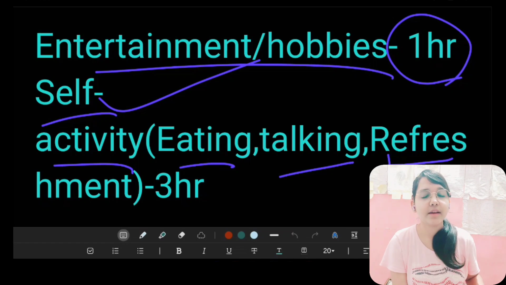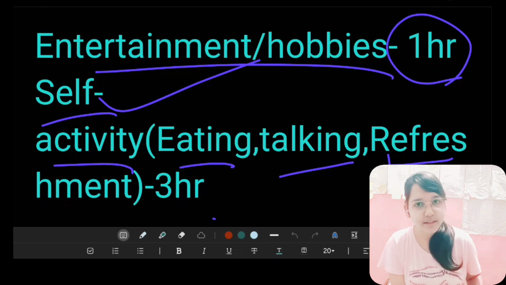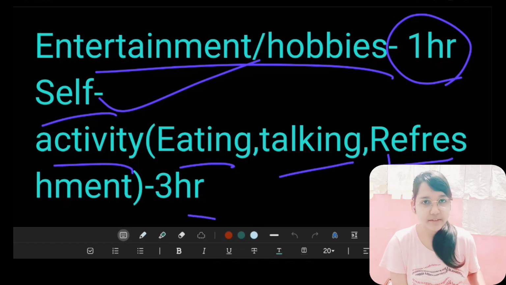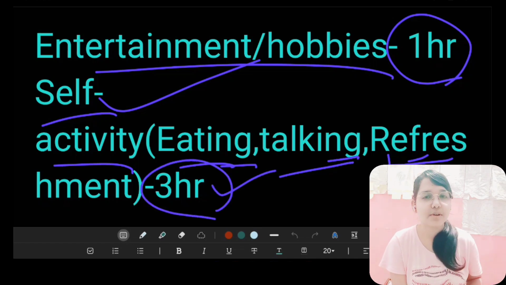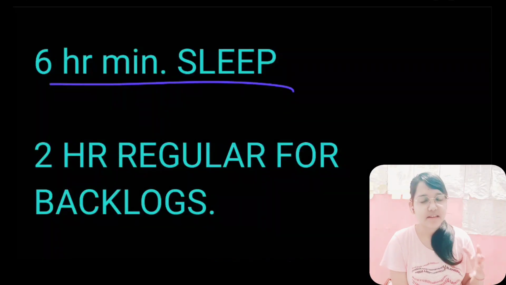So I'm considering that within 3 hours, your eating, talking and refreshment, all these things should be completed, and 1 hour for your entertainment and hobbies. I'm not telling you to stop watching phones, stop having entertainment, stop watching short series, serials, whatever you watch, but just limit it to 1 hour. Don't let it move more than 1 hour. And 6 hours minimum sleep. I consider sleep a very important thing. Instead of decreasing the sleep time, you can decrease your entertainment time.